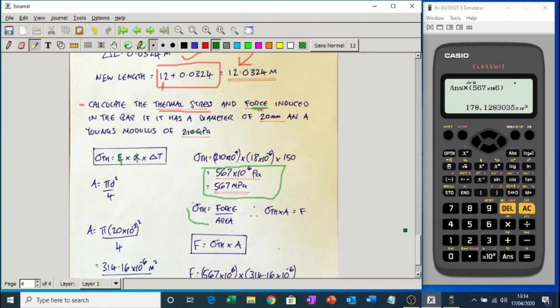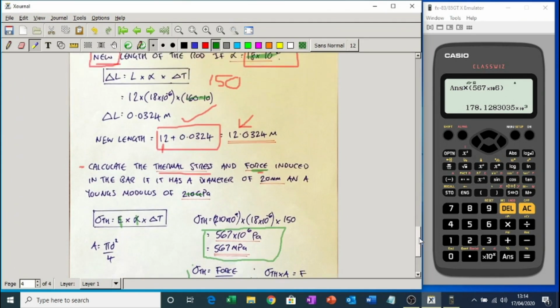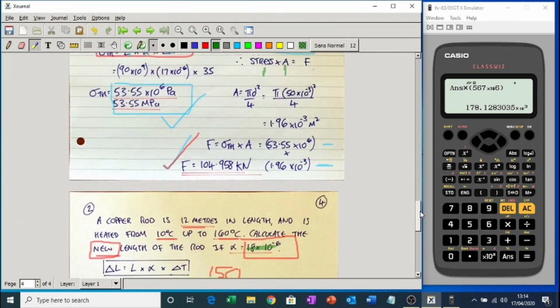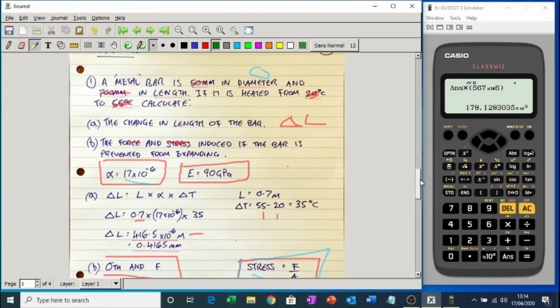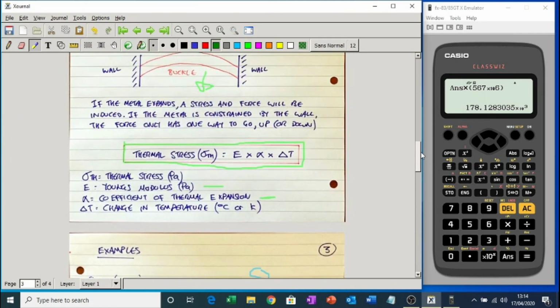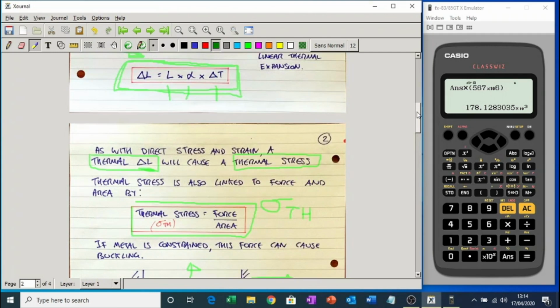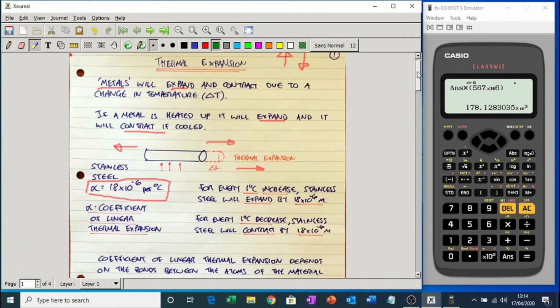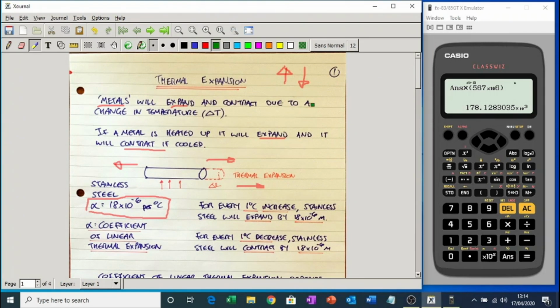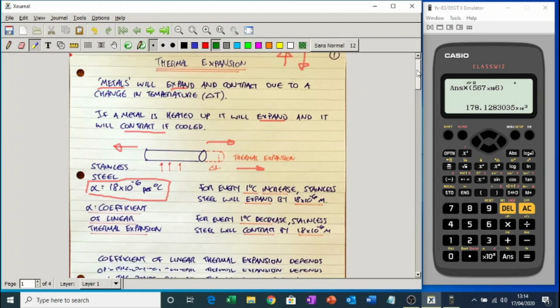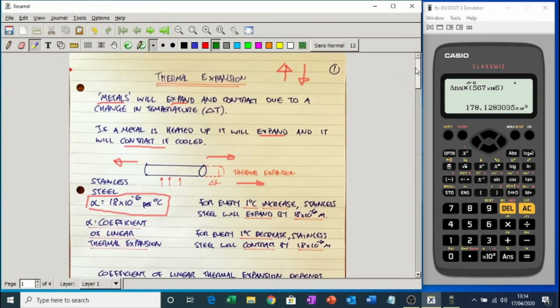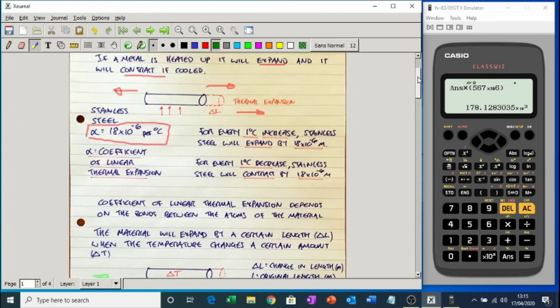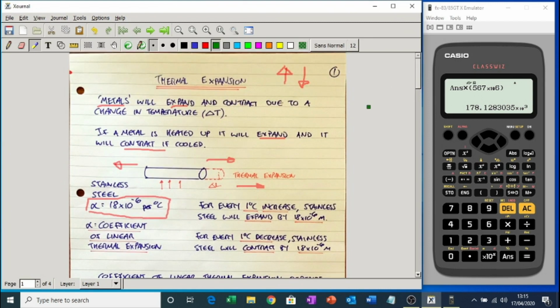So that's it really, that's all it is for now. Obviously you can go further with this because the heat doesn't just expand it in one direction, and you can have direct stress and thermal stress combined, so that's in the future but not for this module. So thermal expansion all done.